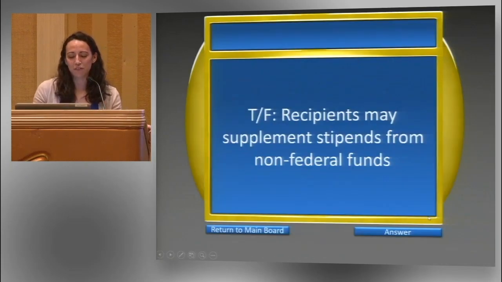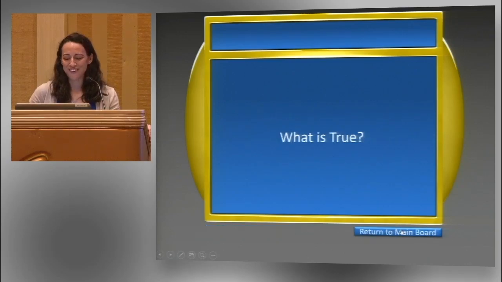You guys know these. True or false? Recipients may supplement stipends from non-federal funds. So can they provide additional support to their NRSA folks with their own funds? I'm going to guess what is true. What is true? You are right.